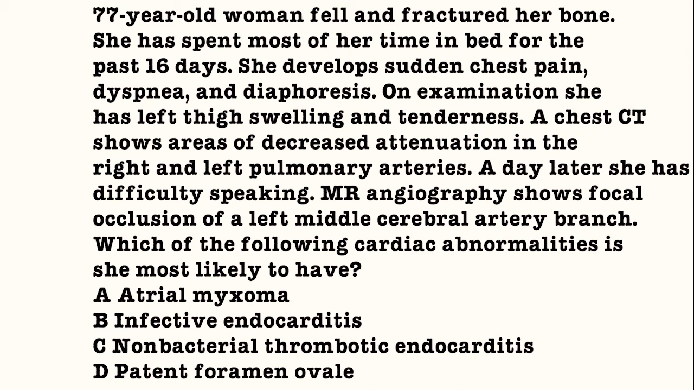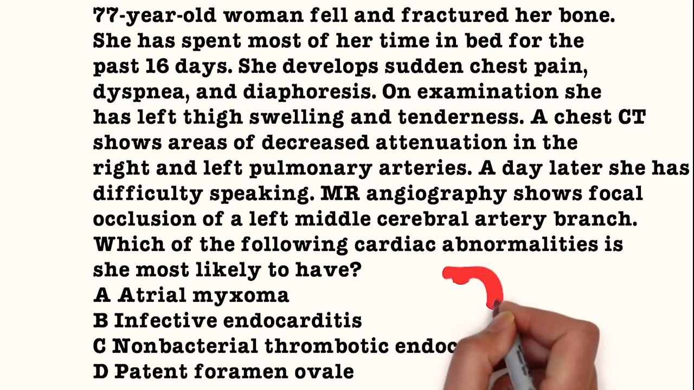A day later, she has difficulty speaking. MRA shows focal occlusion of the left middle cerebral artery branch. Which of the following cardiac abnormalities is she most likely to have? You can pause here if you want to read and think about this case thoroughly. I bet you have found the answer. Yes, you are right. It is D for dog.